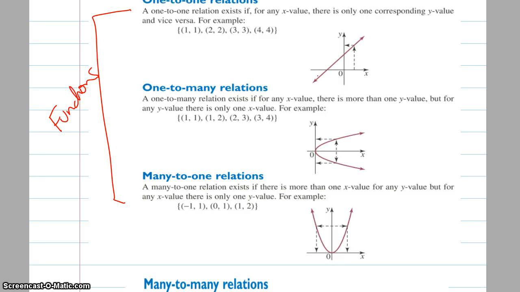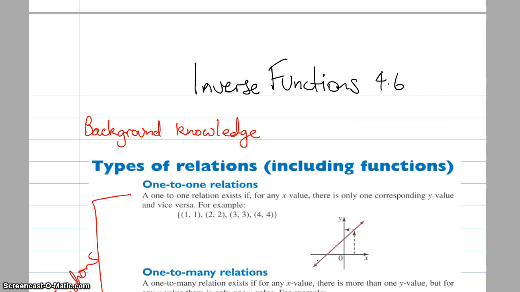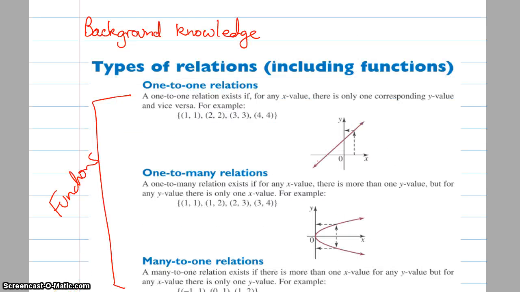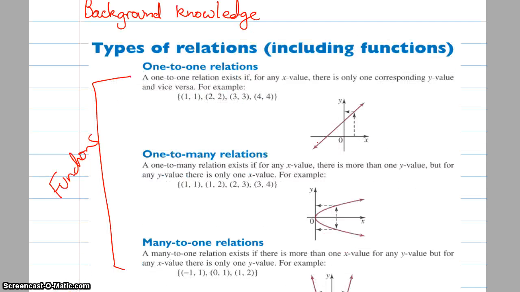Hi, welcome to part 2 on inverse functions and inverse relations. I just want to take you back up to this background knowledge that we looked at the start of the first video. I said that the first one and the third one of these, so a one-to-one or a many-to-one relationship, both of those are functions because they pass the vertical line test. Now, I'll just quickly explain the vertical line test.